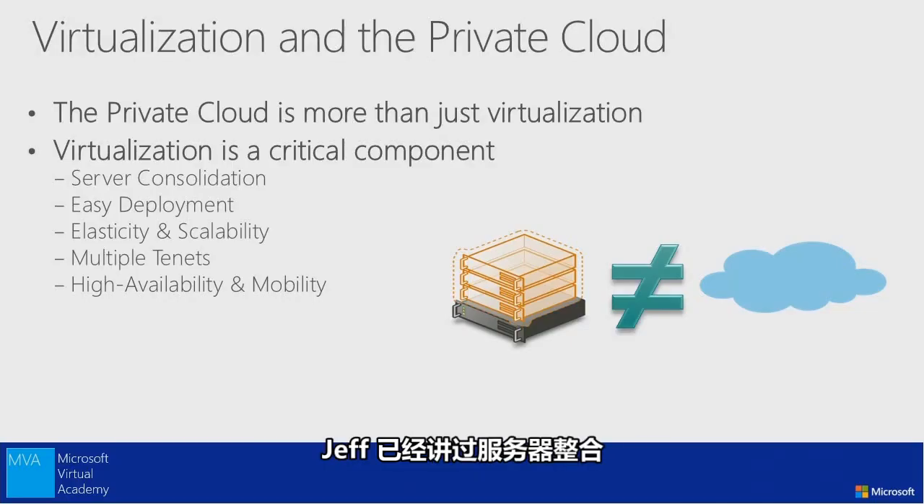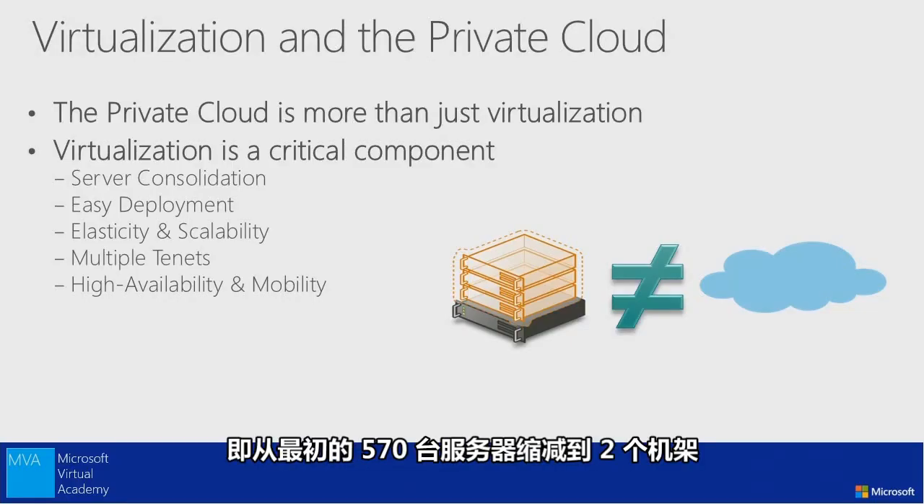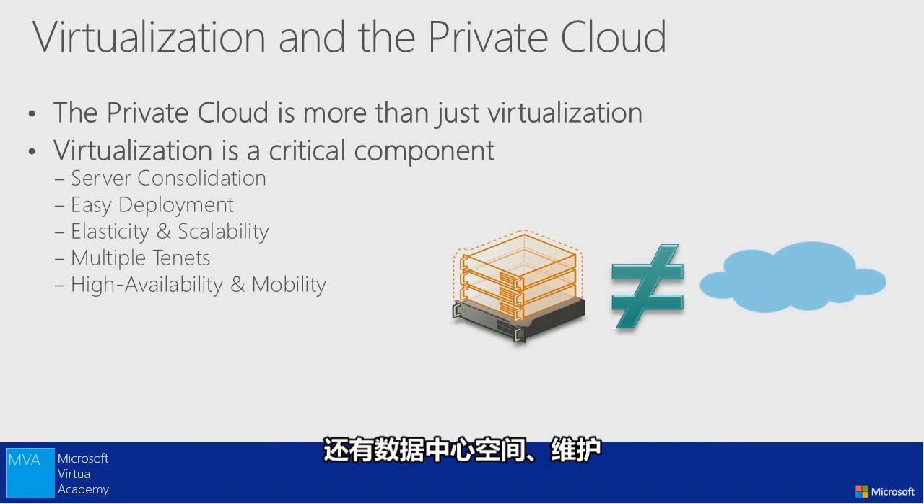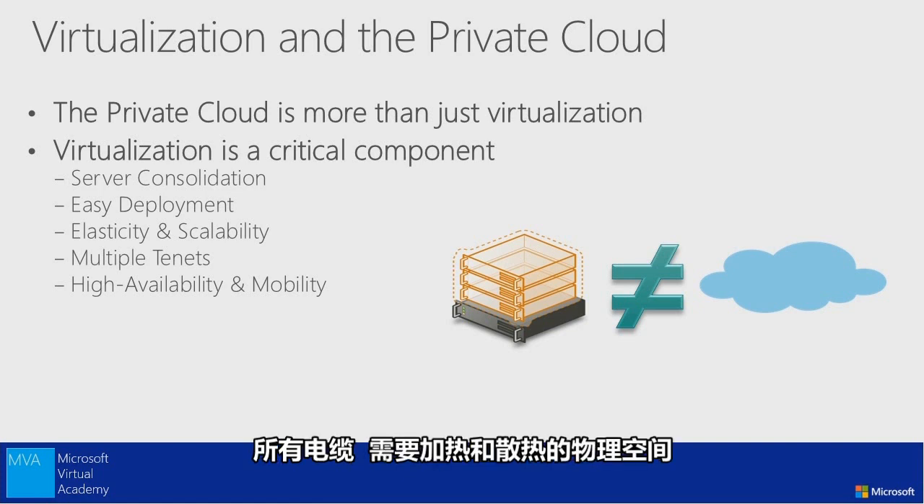Now, you guys probably know a lot of the benefits of virtualization already. Jeff already talked about the server consolidation, where we started with 570 servers and reduced that down to 2 racks. And I mean, the benefits, as you saw, not just on the cost of shipping, not just on the cost of power, but just data center space, maintenance, having all those physical wires, that physical space that you have to heat and cool. So the server consolidation is one of the major benefits of virtualization.